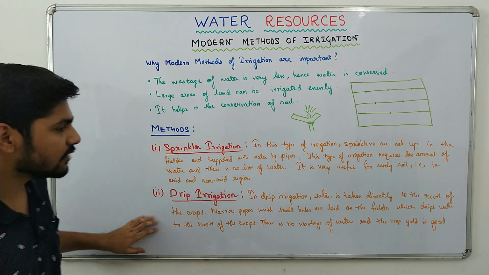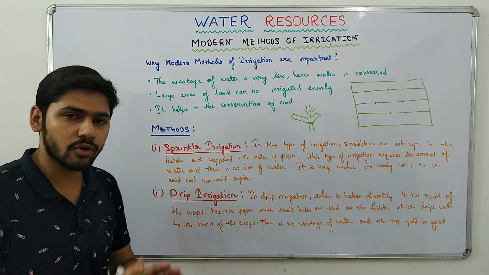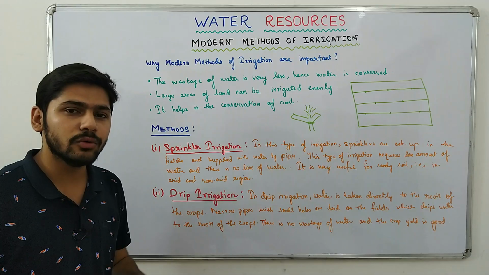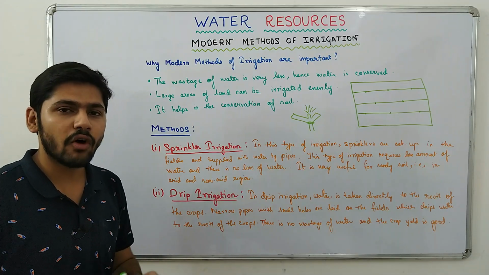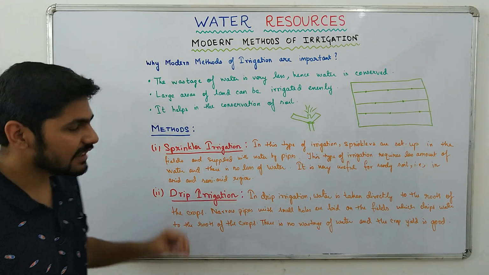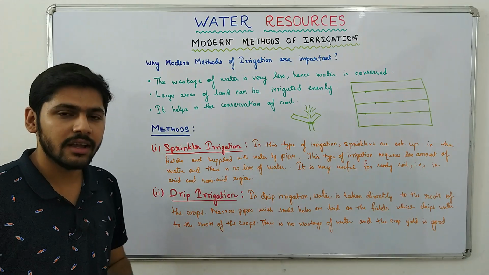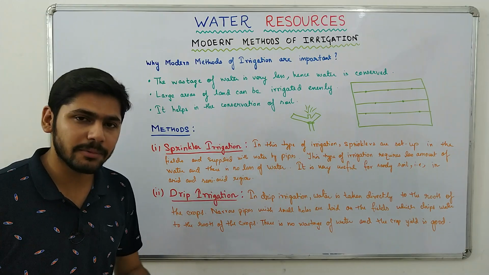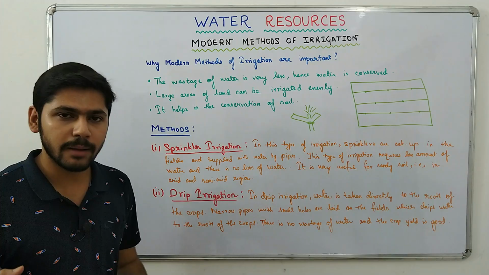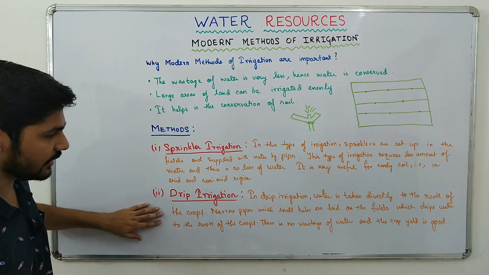Now in drip irrigation, what happens is there is a dripper which is set up at each and every root of the crops. The dripper drips water directly to the roots of the crops so that the water is taken by the crops. And hence over here also the wastage of water is very less. There is negligible wastage of water because all the water is dripped directly to the roots of the crops, and we all know that water is absorbed by plants by roots. So there is no wastage of water over here.